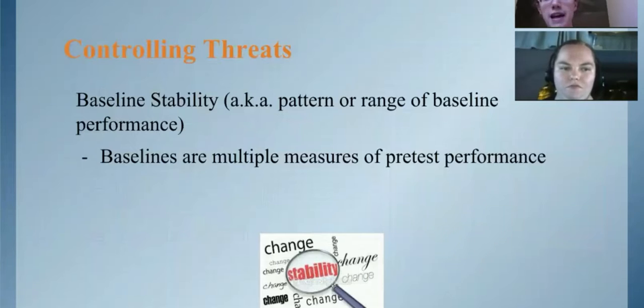Controlling threats and the importance of baseline stability. Another key to improving validity is to have an adequate baseline measure. For the sake of time, our example data sets showed relatively short baseline phases. However, the greater the number of baseline and treatment measures taken, the greater the likelihood of valid results.